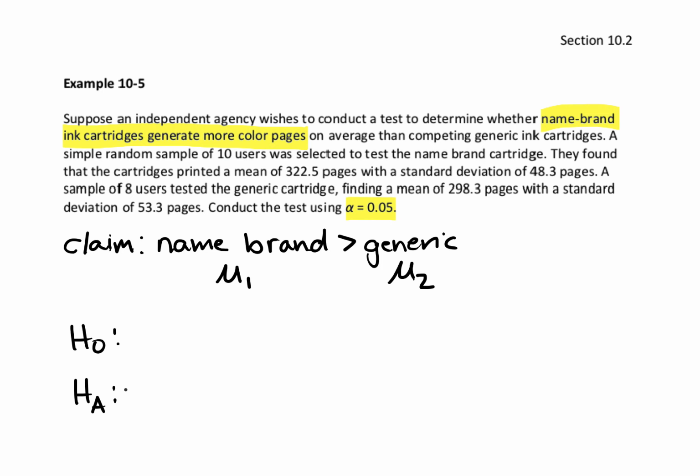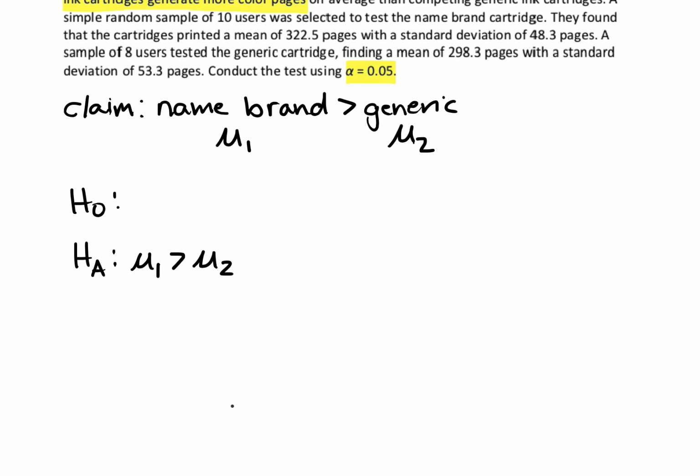And so my alternative hypothesis is that mu1 is greater than mu2. Now, what I said was I want to have it so that the mu1 and mu2 are on the same side of this symbol. So the way that I do that is I subtract mu2 from both sides. So just a little bit of algebra here. Move that over. So I get mu1 minus mu2 greater than 0.